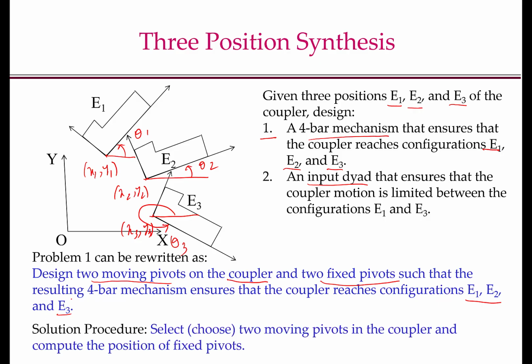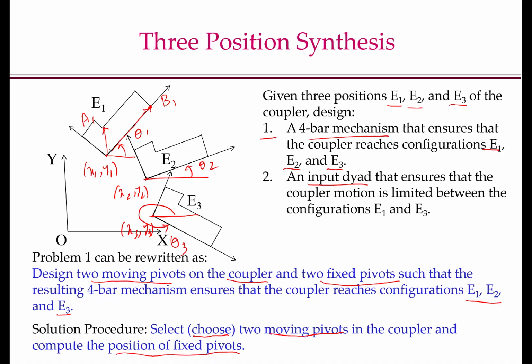And just as in our previous problem, our high-level solution strategy is to choose 2 moving pivots on the coupler and then compute the position of the fixed pivots, or construct the position of the fixed pivots graphically. As an example, we can choose the 2 pivots to be at these 2 points, let's say A1 and B1, and choosing the 2 pivots basically means we know this vector here and this vector here.